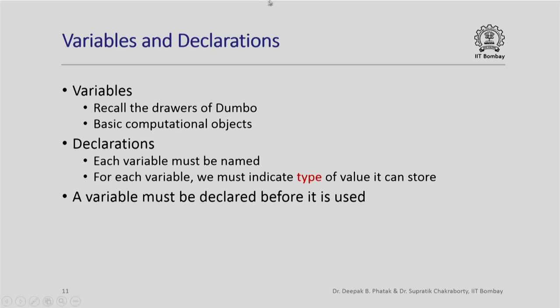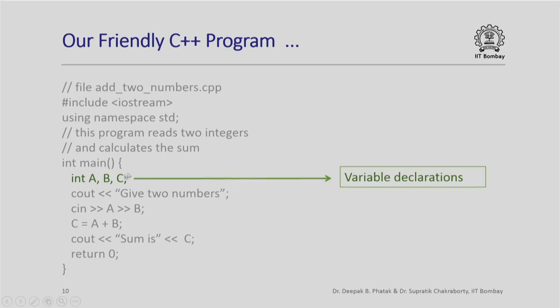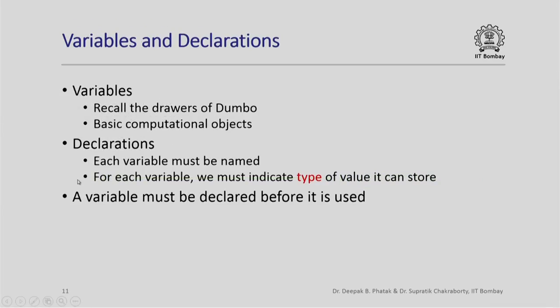Now when you have variables in a program, you must have what are called declarations for these variables. A declaration tells you what the name of a variable is, and for each variable it tells you what is the type of value that it can store. For example, here we are saying that there are 3 variables named A, B, C, and each of these variables can store an integer. One very important rule to remember is that before we use a variable in a program, it must be declared.